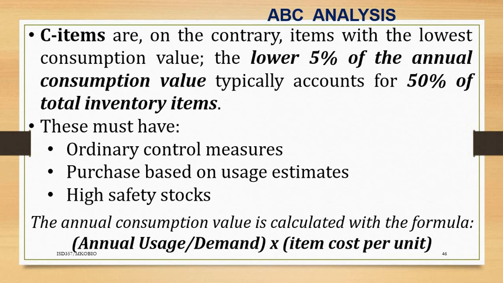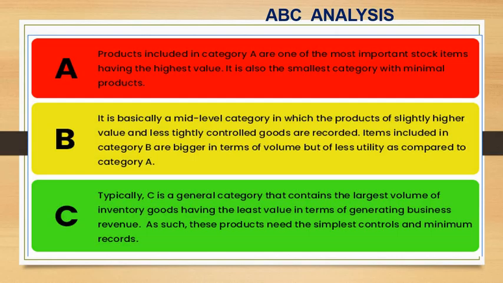So this is all about the ABC analysis. The most valued goods are for A, the middle value goods are for B, and the least value goods are for C. Are we good? Great. So we have all these here. The A products include category A, one of the most important stock items, having the highest value.